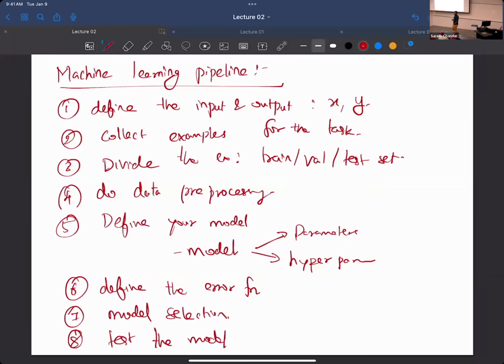Is that clear? Any questions so far? Okay, I was about to ask this question anyway. I'm doing the data pre-processing after I split the data, and my argument is that this is the right way to do it. Your suggestion is to do pre-processing before splitting, right? So why is it a bad idea to do the pre-processing before splitting the data?